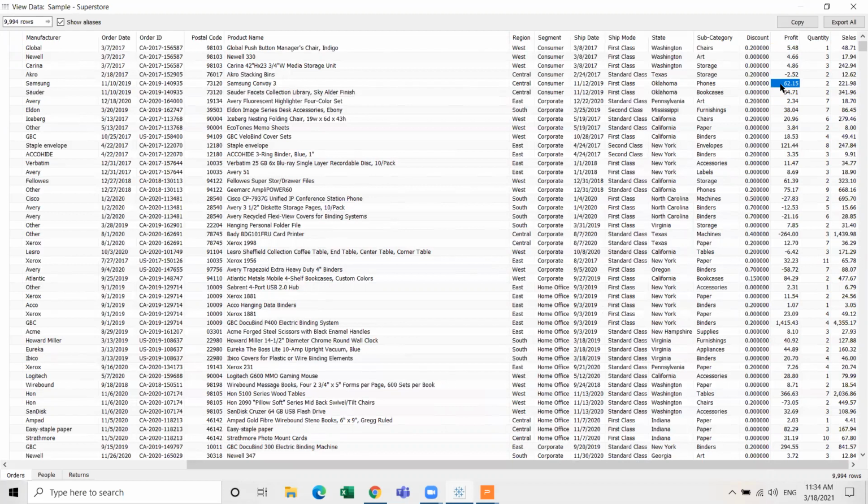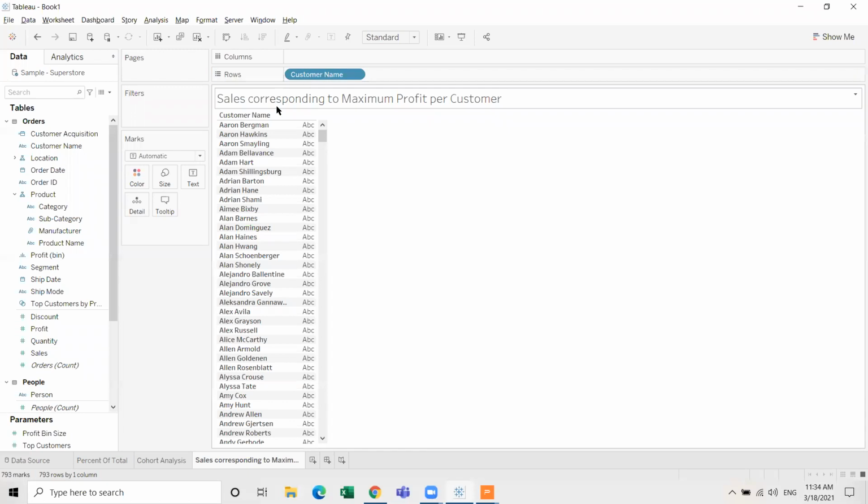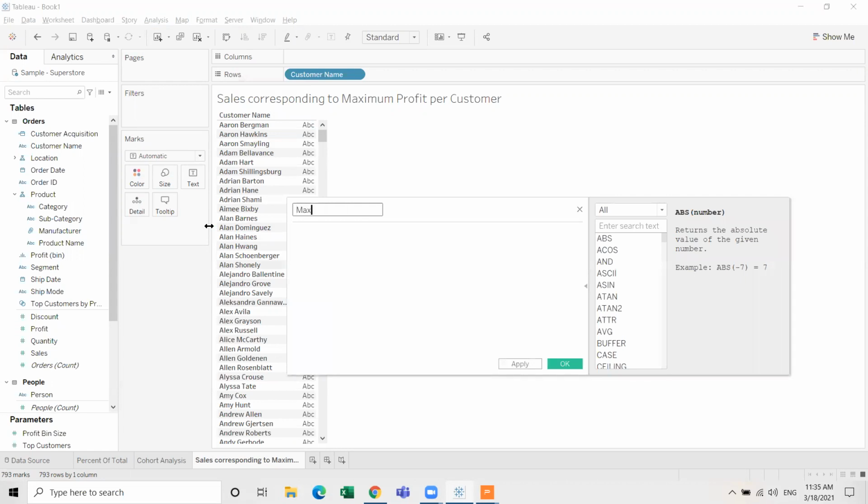And we need to find out what is the maximum profit per customer. At the same time, we should display the sales value corresponding to that particular transaction with maximum profit for each customer. So I'm going to create a report showing the names of the customers. And for each and every customer, I would like to know what is the maximum profit coming from that person at transaction level. We will be doing this by taking the help of an LOD expression.